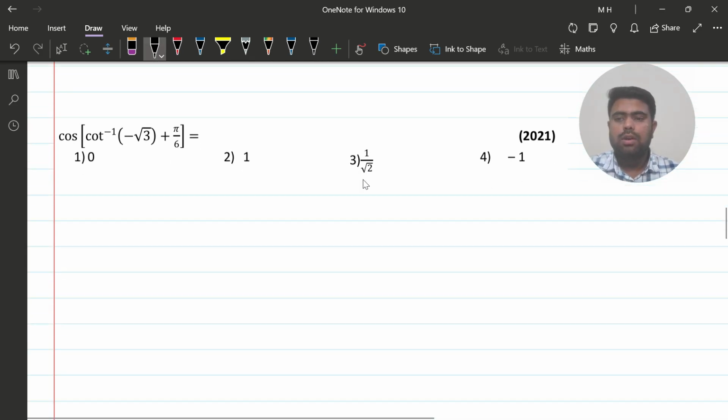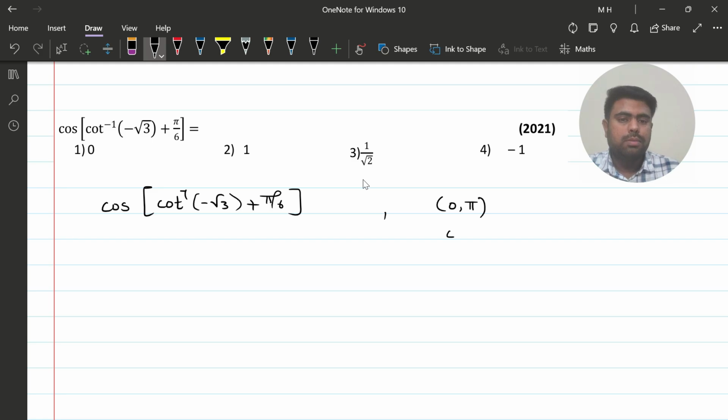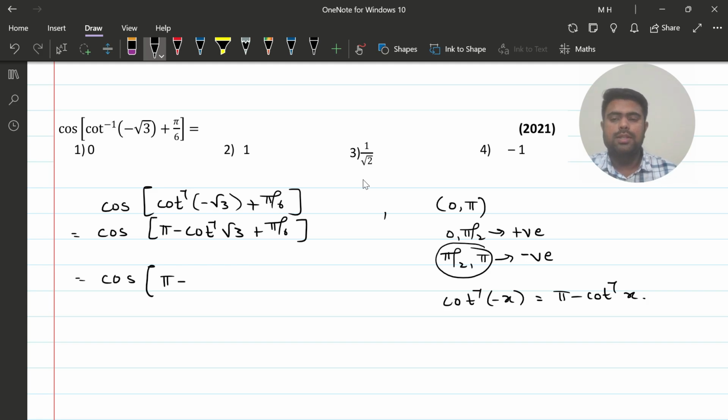The next question says cos of cot inverse minus root 3 plus pi by 6. As I said, the domain of cot inverse is from 0 to pi, but from 0 to pi by 2 it is positive, and from pi by 2 to pi it is negative. So therefore it has to be in the second quadrant. In the second quadrant, cot inverse of minus x can be written as pi minus cot inverse x. So therefore what I will do is I will write this down as pi minus cot inverse root 3 plus pi by 6.